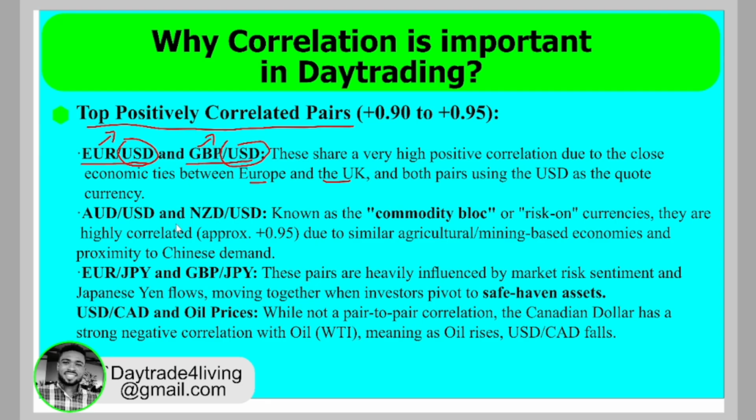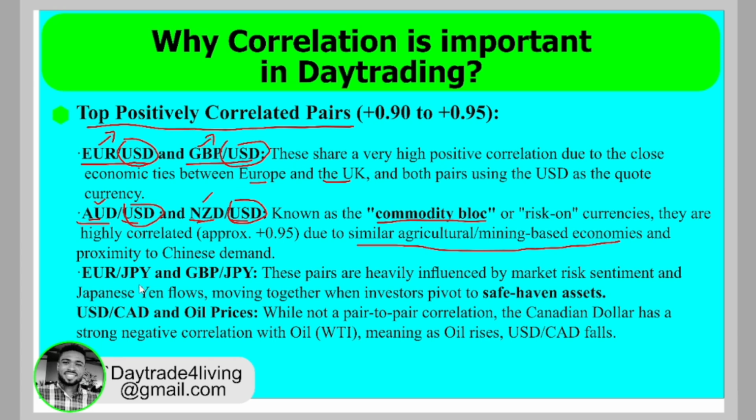Okay. Now, the next pair that are highly correlated is the AUD USD and then NZD USD. Why are they positively correlated? Because they both have the USD as their quote currencies. But why would the AUD and the NZD also move together? This is because they are called the commodity bloc, which means they are similar. The New Zealand dollar and the Australian dollar move together because they have similar agriculture and mining based economies.